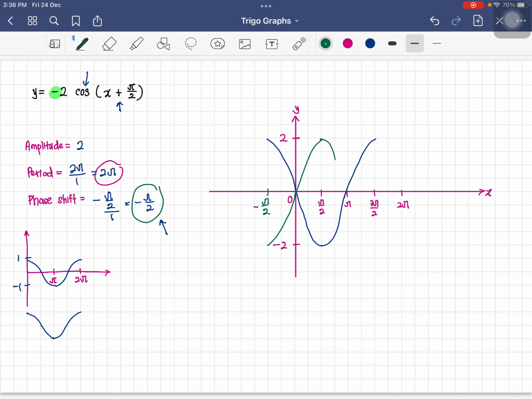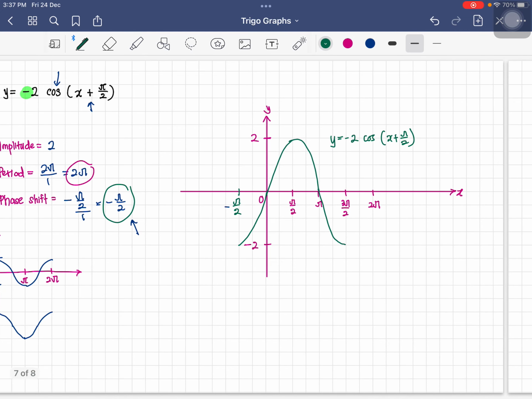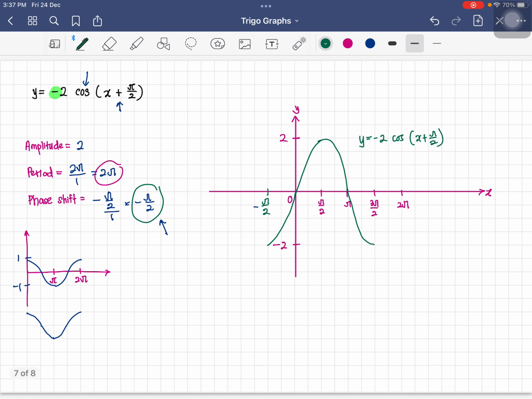All right, I reflect it about the x-axis. I have the green one now. So this is my final graph for y equal to negative 2 cos of x plus pi over 2. All right, now, that's basically like this.